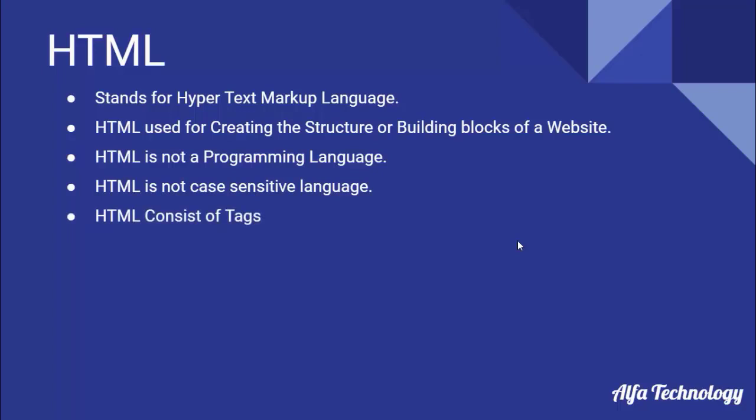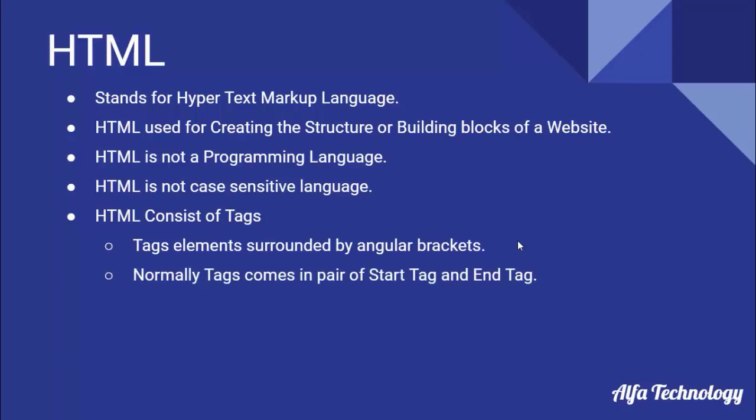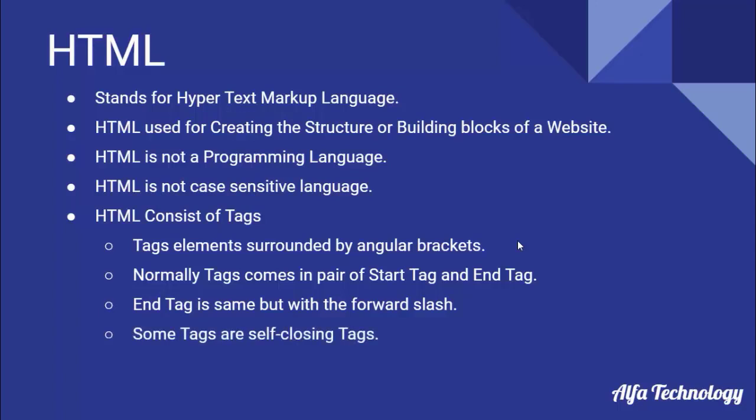After that, HTML consists of tags. Tags are elements surrounded by angular brackets. So we write the tags in the angular brackets, like less than and greater than signs. Inside these signs we write tags. Normally tags come in a pair of start tag and end tag. In between the tags we write our content. The end tag is the same as the start tag, but we put a / before it. Now there are some tags which are self-closing tags, so we don't need to close them. We will see the example later.